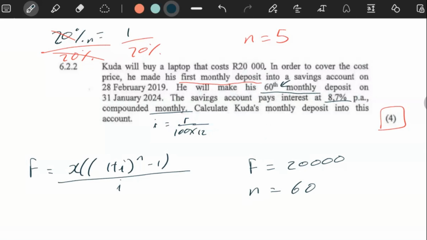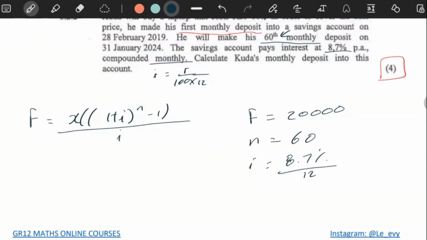the savings account pays interest of 8.7%. Let's put this over 12. Or remember, we can write it as 8.7 over 100 times 12. It's the same thing, because remember, the percentage symbol just means divided by 100. So you can write your value for I like this, or you can write it like this in the calculator without forgetting the percentage sign. But don't forget to write this in your calculator also if you use this.